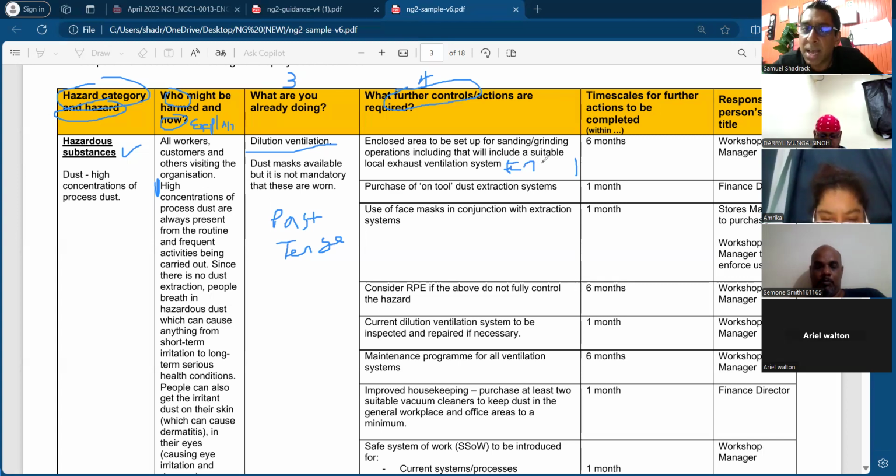The examiners are asking for this. Take my word for it. When you go back and you get some time, you can look at the guidance. You put engineering controls there. Purchase of an on-tool dust extraction system. This may be elimination. You just put your control and you put elimination there. Use of face mask. Which one would this be? You know the hierarchy of control. Check out your book for it. The face mask would be PPE. They put PPE in brackets there.